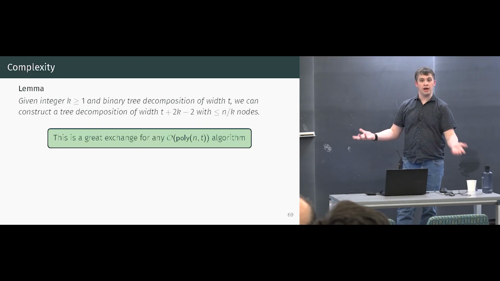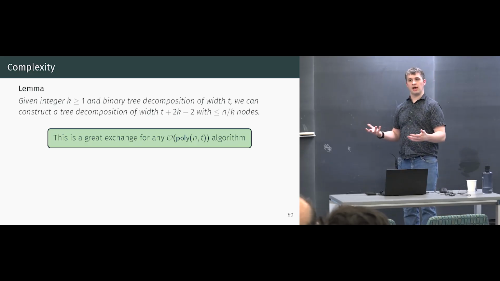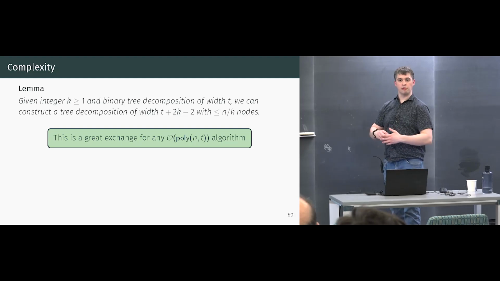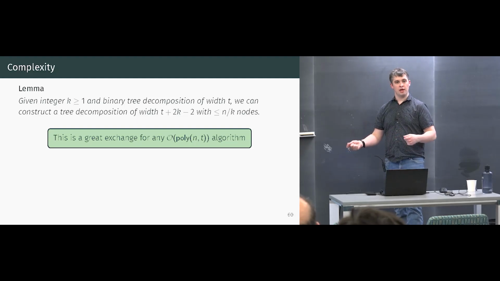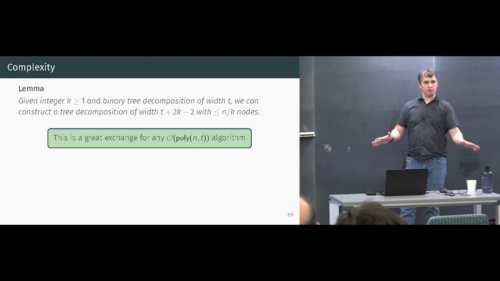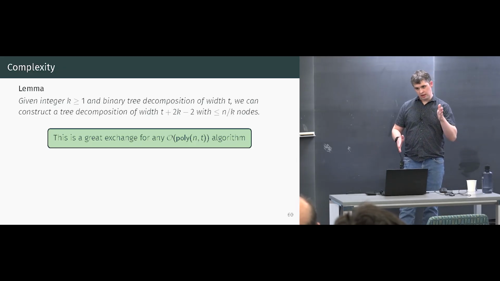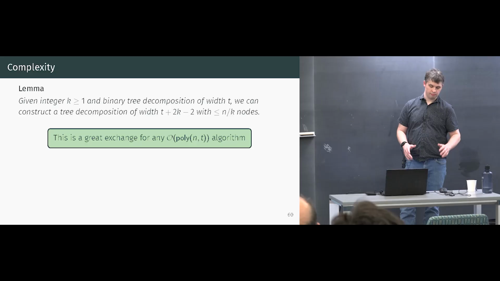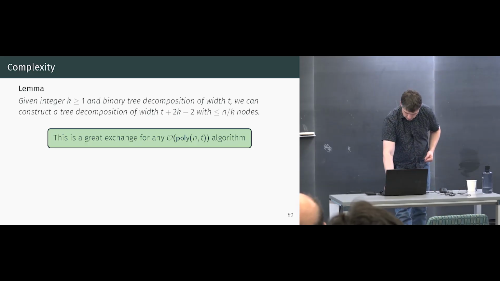As I said, this is a great exchange as long as you're working with an algorithm that's polynomial in n and t. If you've got an algorithm that's exponential in the tree width, a good example would be the coloring instance that we did, don't do this, right? Because every increment of the tree width is a factor of 4 increase, and it's just not going to pay for itself.